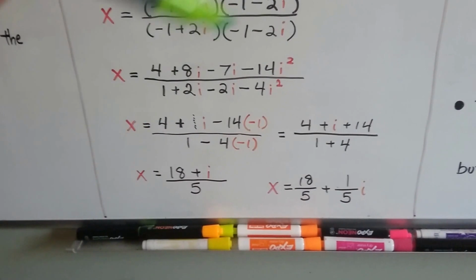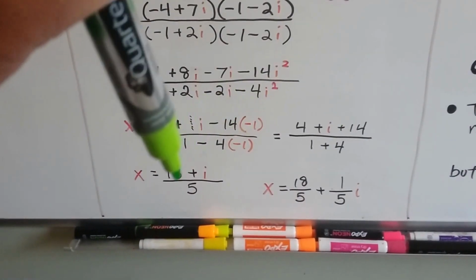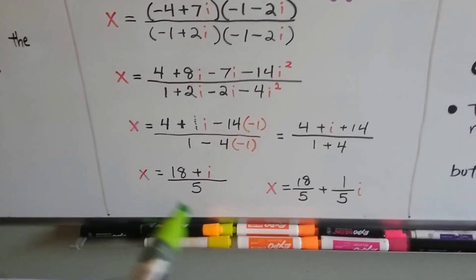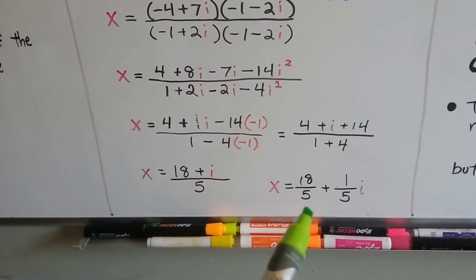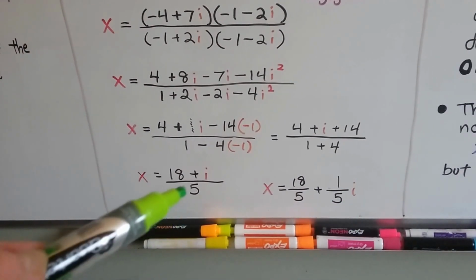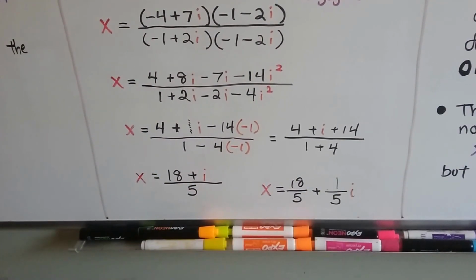So now we've got 4 plus i plus 14, so that's going to give us 18 plus i on the top, and 1 plus 4 for our denominator. We can split it apart as x equals 18/5 plus 1/5 i, because there's that invisible 1 in front of the i, isn't there? So that'll be our numerator next to the i. See?